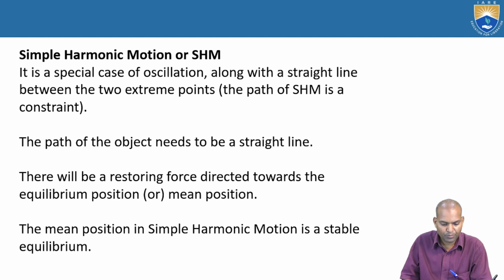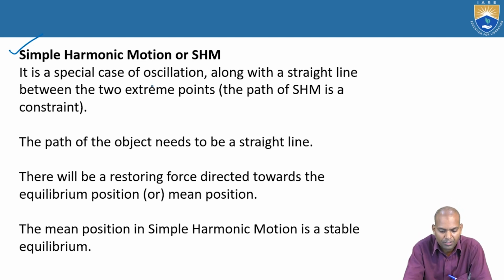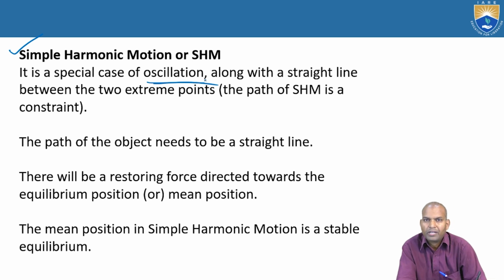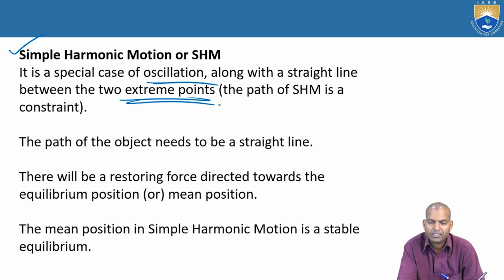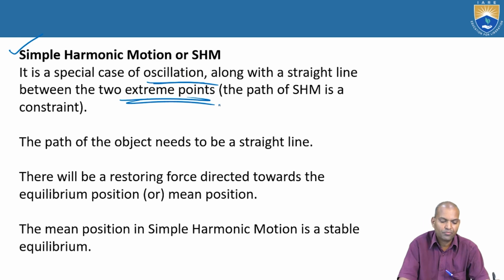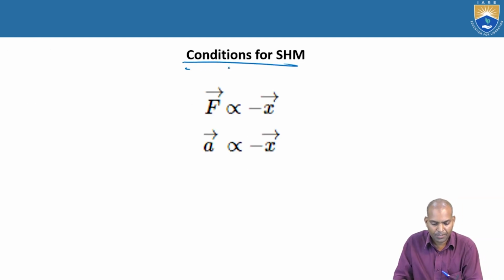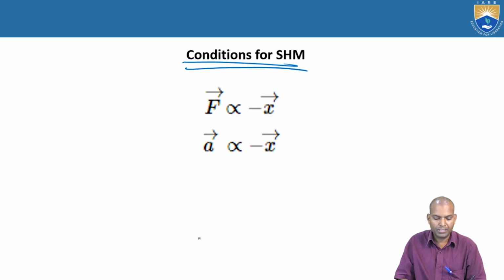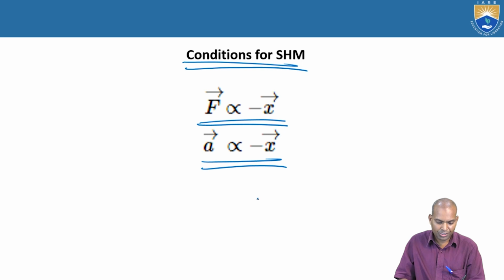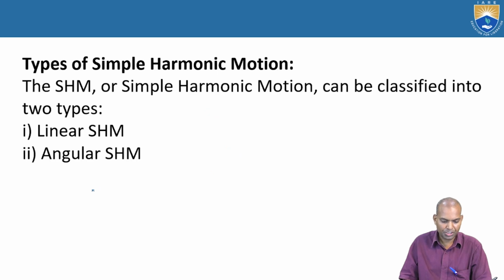Now coming to simple harmonic motion, it is a special case of oscillation along a straight line between two extreme points. But it should satisfy two conditions. Now what are the conditions for SHM? F is directly proportional to the displacement, and acceleration is directly proportional to displacement. Okay, these are the two conditions.